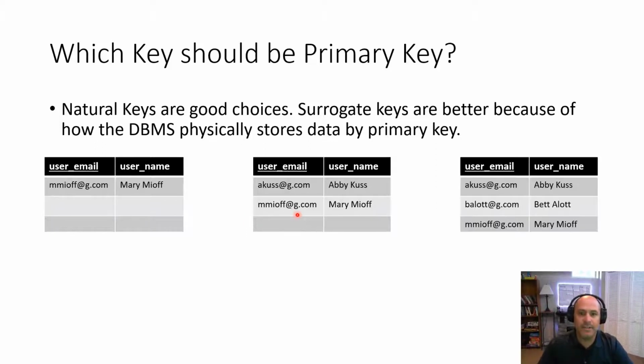And likewise, let's insert Bethany, and Beth goes between Mary and Abby. So again, I have to do two sets of writes. Now let's contrast this with using a surrogate key.